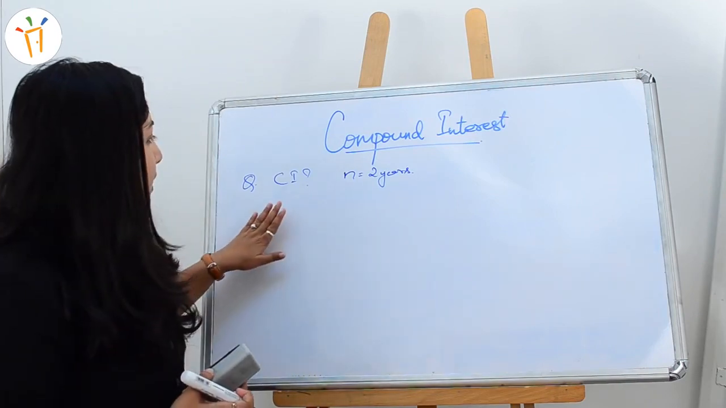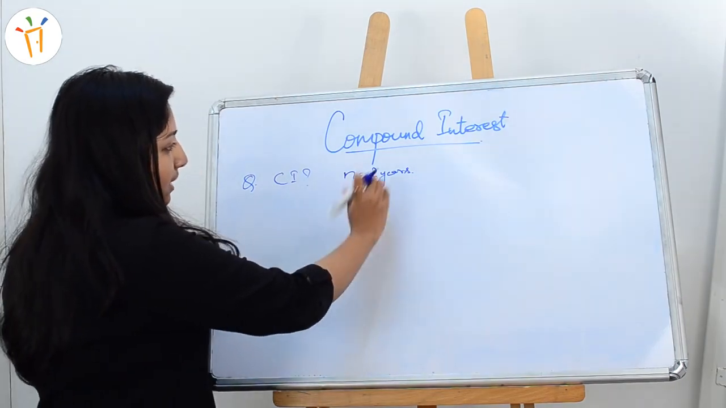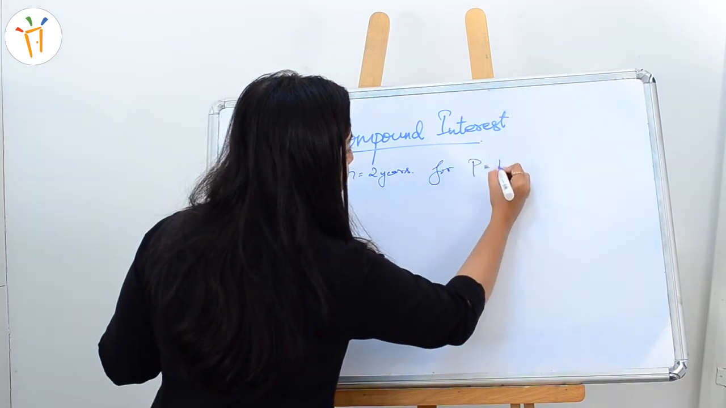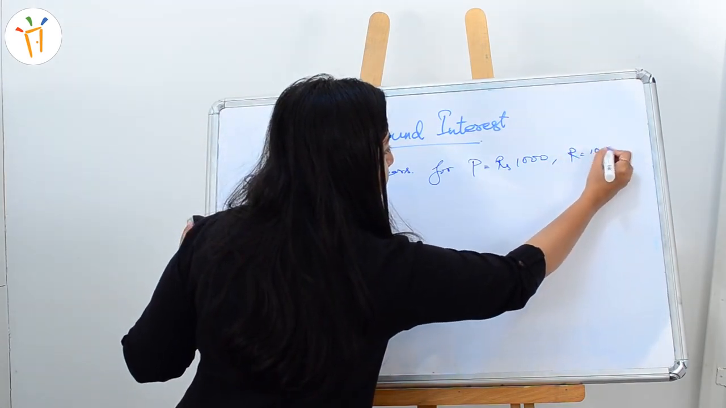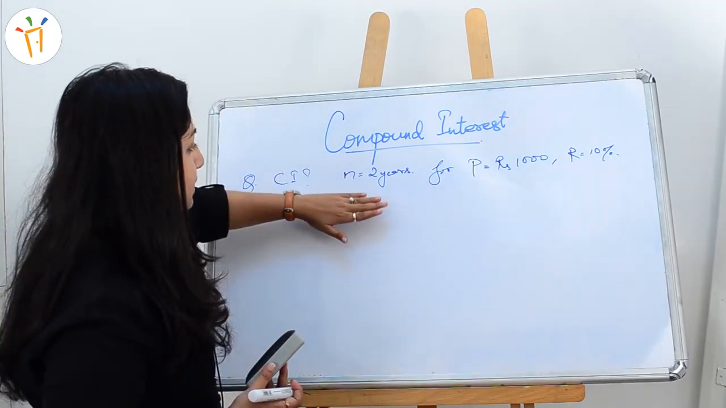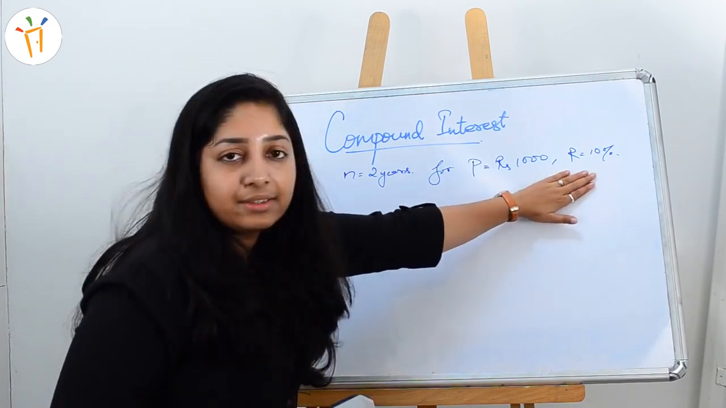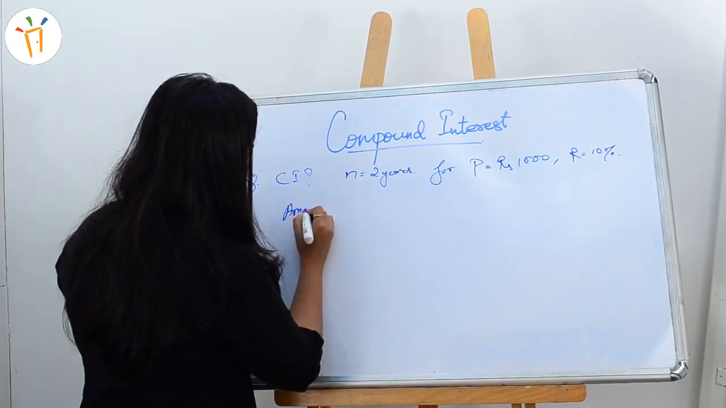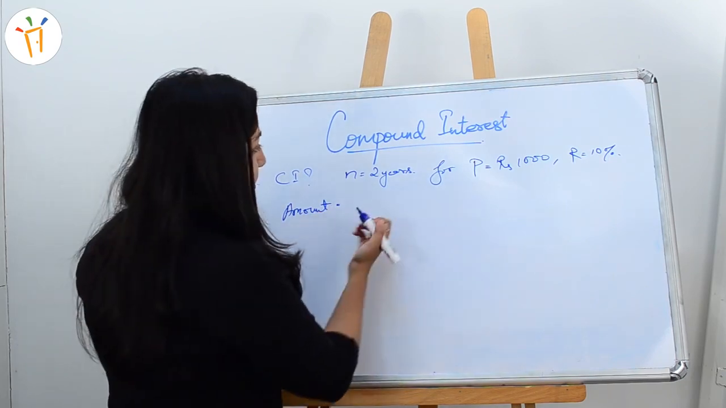So now what will be the compound interest for 2 years for the amount, meaning the principal will be rupees 1000 at the rate of interest of 10%. So here we need to find the compound interest when the number of years, n, is 2 years, principal is rupees 1000 and rate of interest is 10%. So here the amount, as I told you, we know the formula to find the amount, so we will start with that.